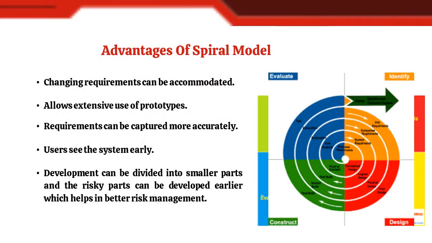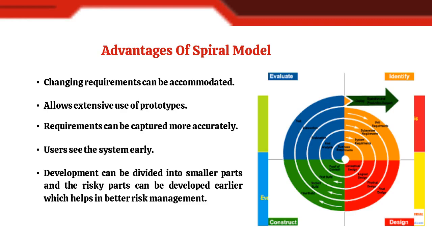Advantages of the spiral model. Changing requirements can be accommodated. The model is flexible, so if the client changes their mind, those changes can be added at any stage. It allows extensive use of prototypes. Prototypes are built in each cycle, which helps users visualize the system early. Requirements can be captured more accurately. Because of continuous feedback and reviews, the actual needs of the client are understood better.